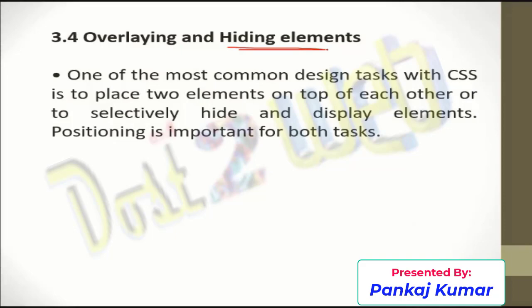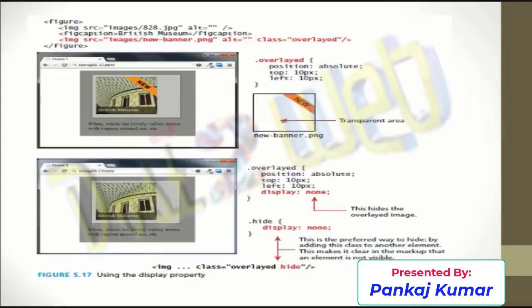Sometimes we want to overlay and hide elements. The most common design task with CSS is to place two elements on top of each other and separately hide and display them. That means one will hide and another will display, then the other will hide and the first one will display. So this positioning is important for both tasks.